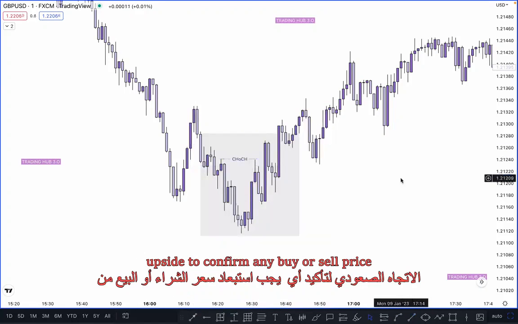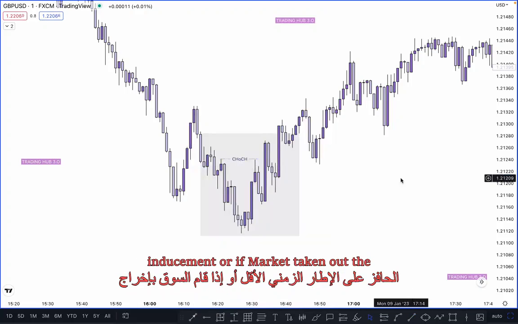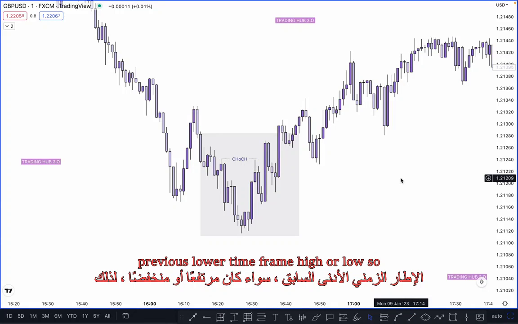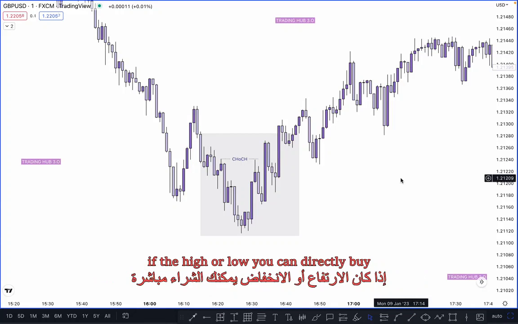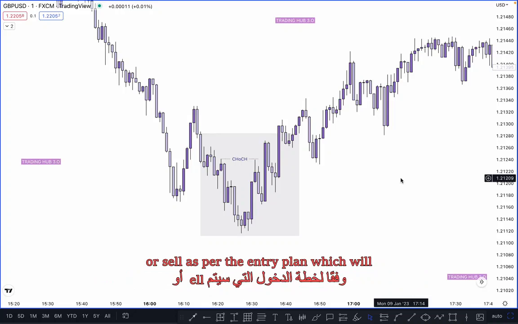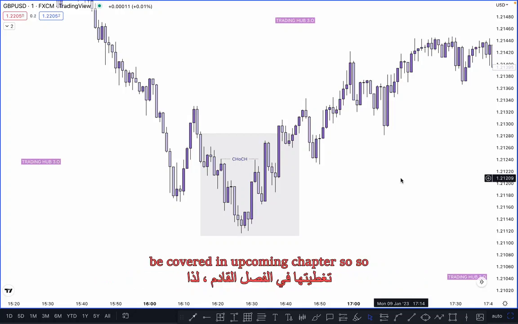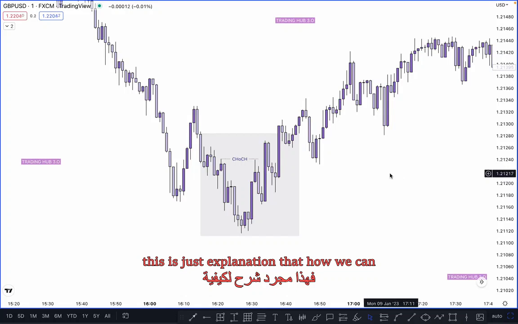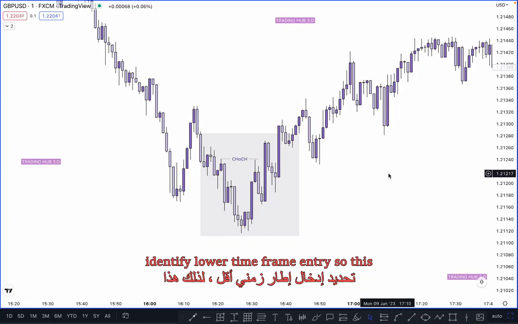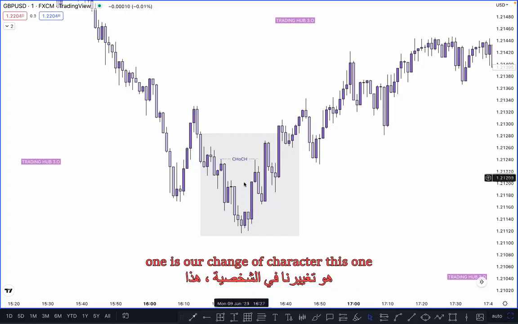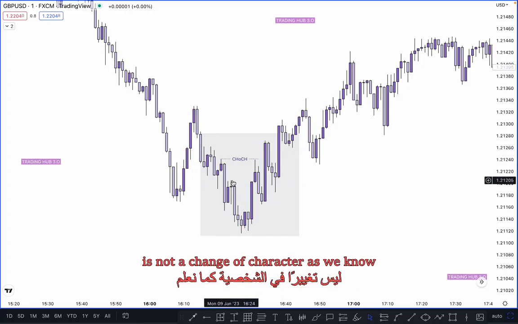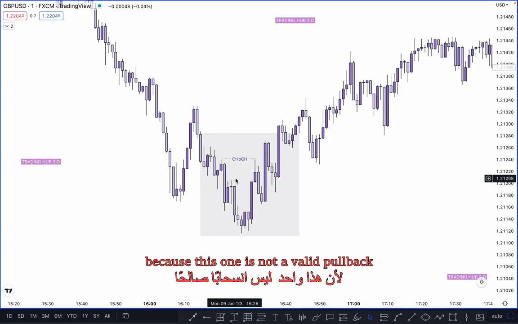The market momentum is looking for a reversal to the upside. To confirm any buy or sell, price must take out the lower time frame inducement, or if the market takes out the previous lower time frame high or low, sweeping it, you can directly buy or sell as per the entry plan, which will be covered in an upcoming chapter. So this is just an explanation of how we can identify lower time frame entry. This one is our change of character. This one is not a change of character, as we know, because it is not a valid pullback as per our plan.